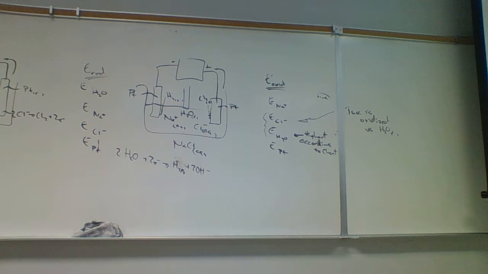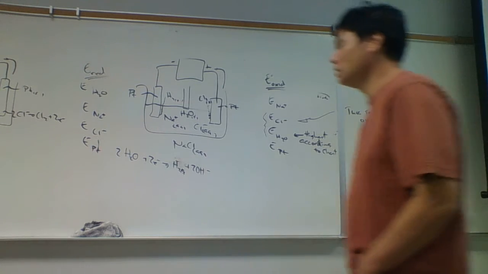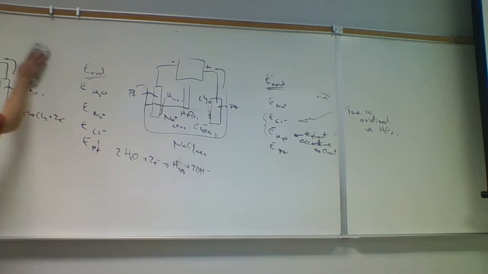All right, then we have quantitative aspects of both electrolysis and voltaic cells. This is good for both cells, not just electrolysis. Electrolysis is easier to control. So let's look at the stoichiometry of electrochemistry.